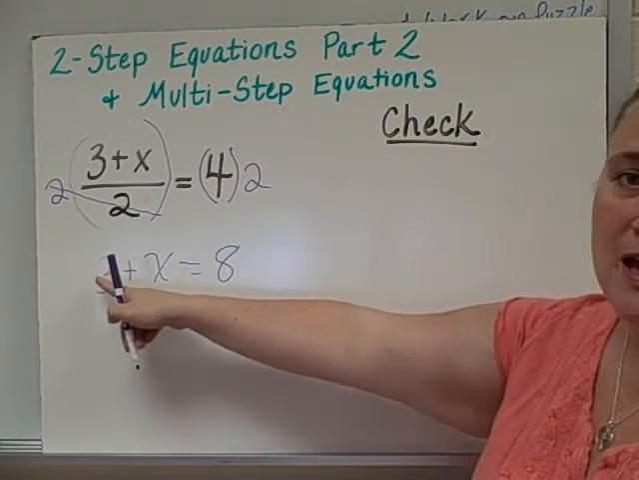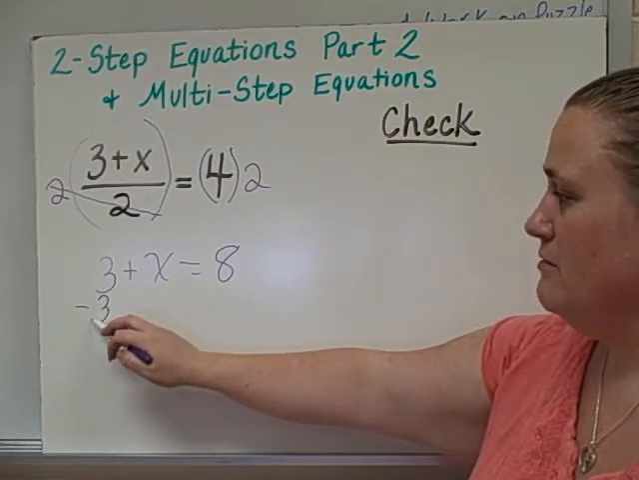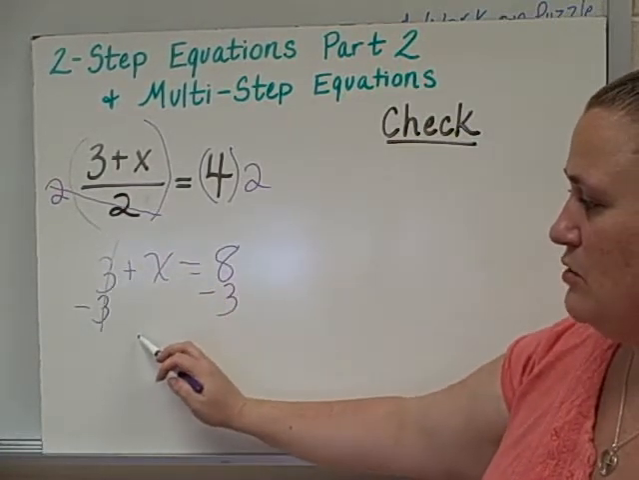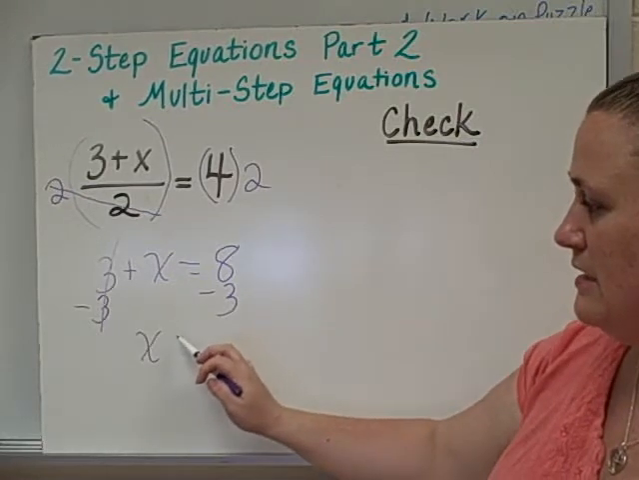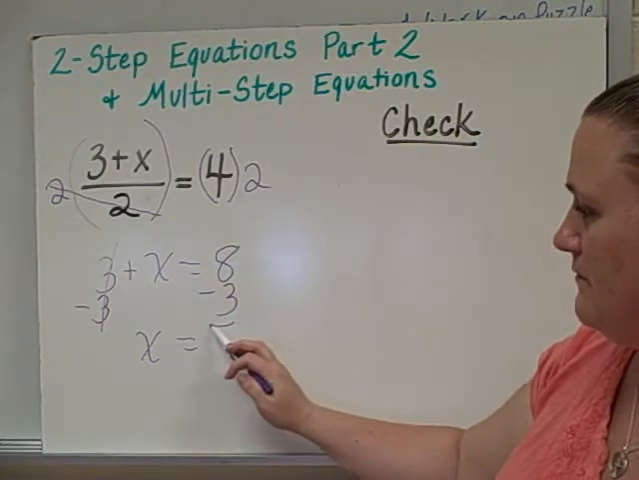Then, this is a positive 3. The inverse of positive 3 is negative 3, or minus 3. Those cancel and we get x equals 8 minus 3 is 5.